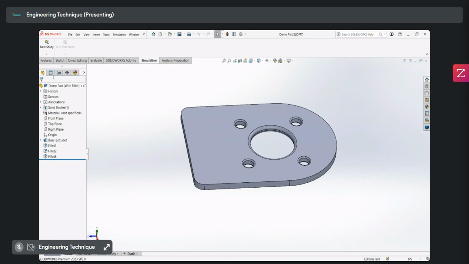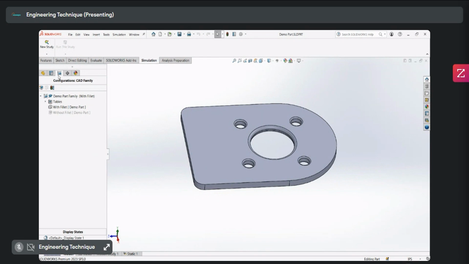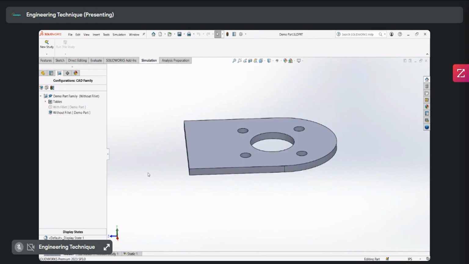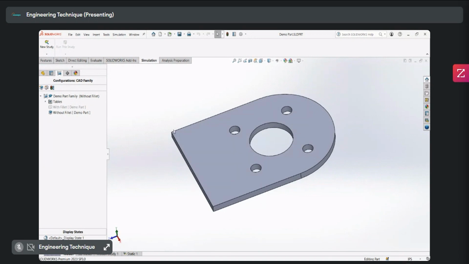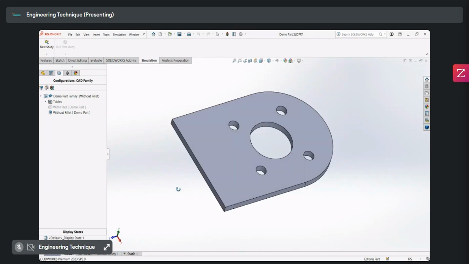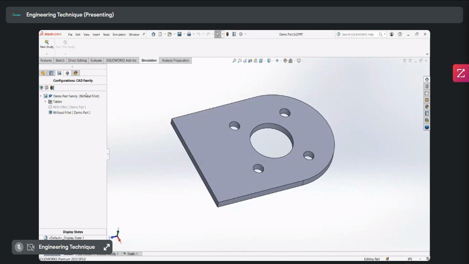Before that, I'm going to activate that configuration. You can see here the fillets at all ends are removed. Now, to start the simulation, I first need to define the study.